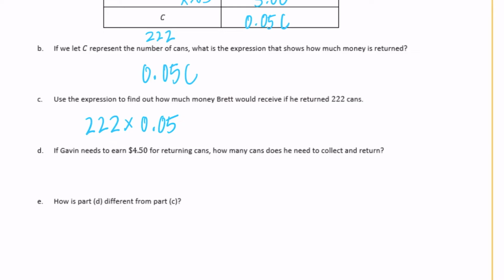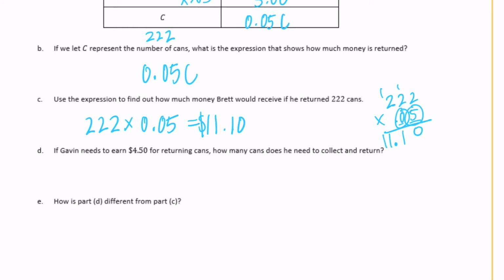And so all we'd have to do, let's do 222 times 5/100. 5 times 2 is 10, plus 1 is 11. And then we just need to move the decimal point 2 places, since there are 2 digits behind a decimal point in the problem. So we get $11.10 is how much he would have returned for 222 cans.